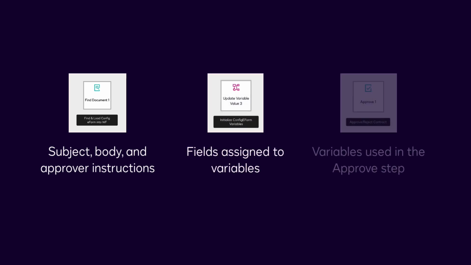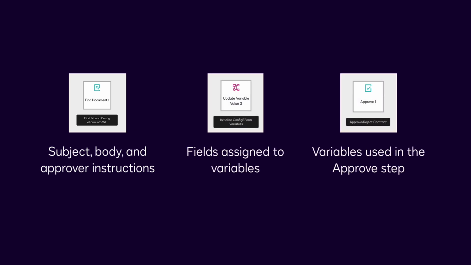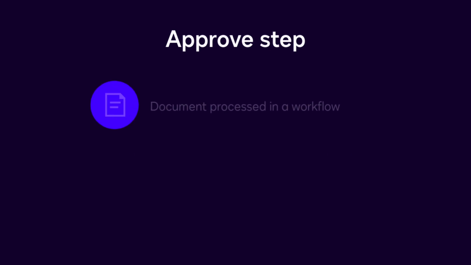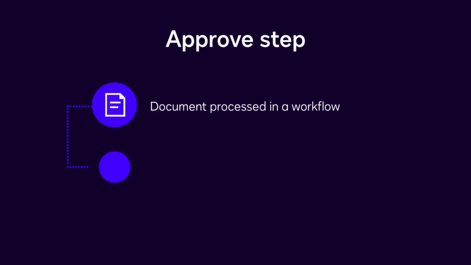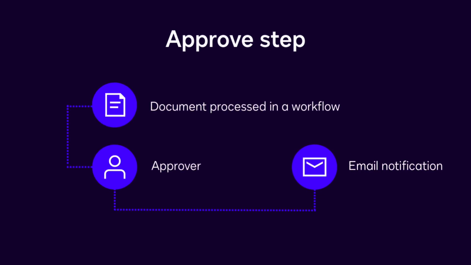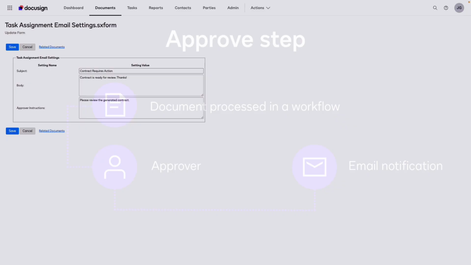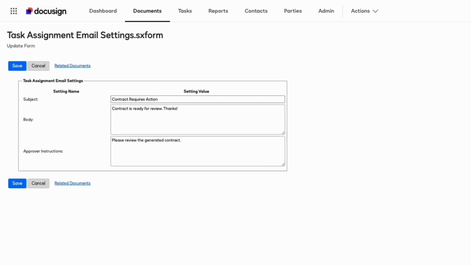The variables are then used in the approve step. In this step, the document processed in the workflow is routed to an approver. An email notification for the approver, indicating that action is required, is configured in the same step. This is a submitted task assignment email settings form stored in CLM.